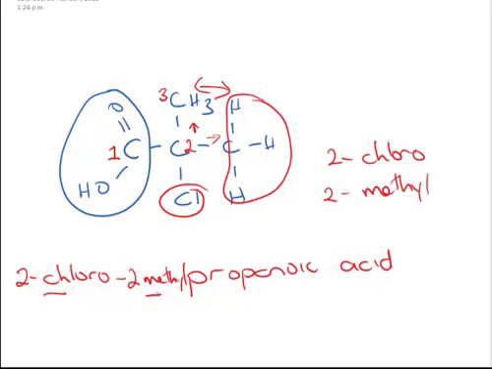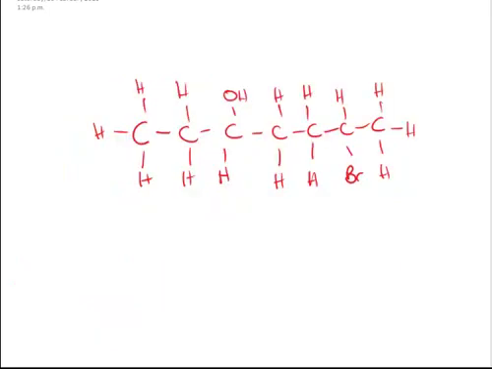Now the order in naming, the C comes before M. Okay, remembering that if you use a di or a tri, that is not actually considered in the alphabetical naming. It's the actual functional group's name that takes precedence in the alphabetical naming. Okay, let's move on to another one.